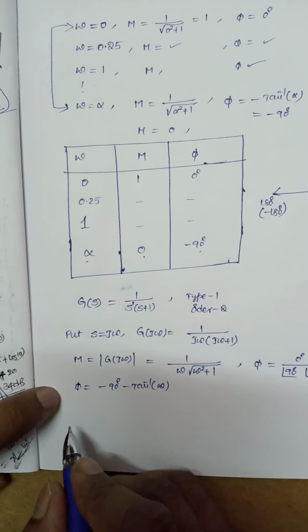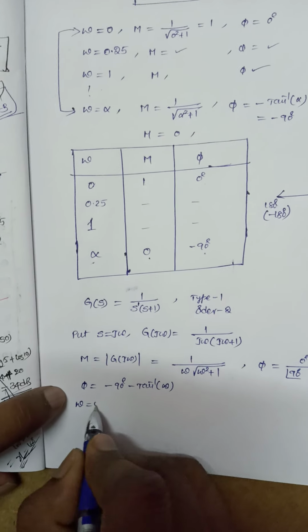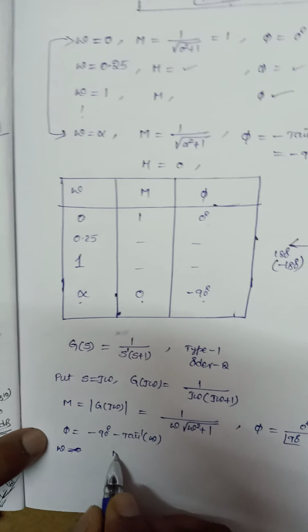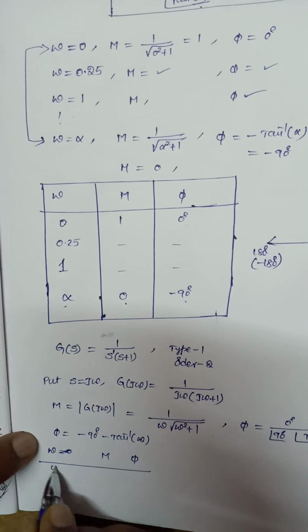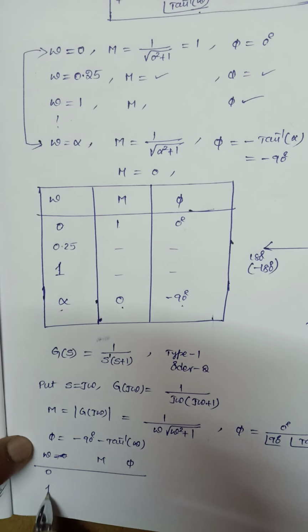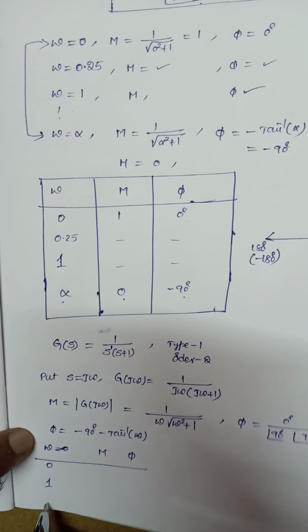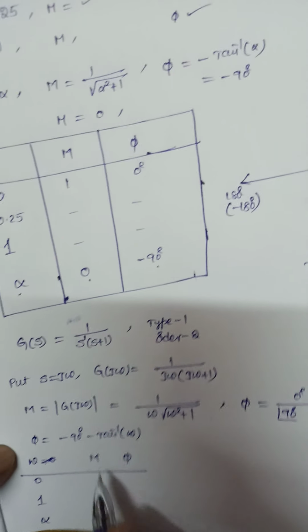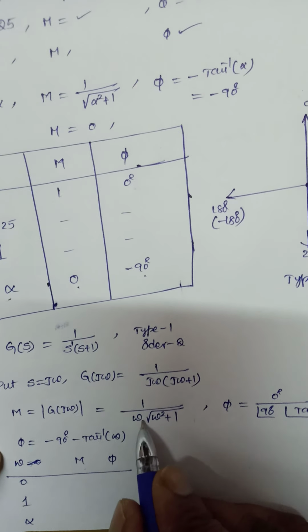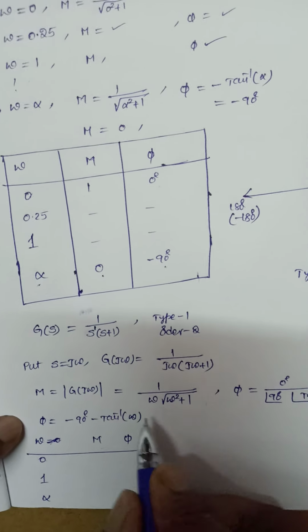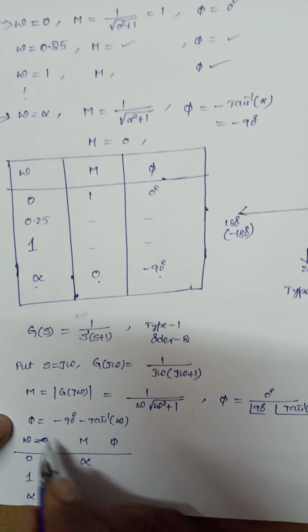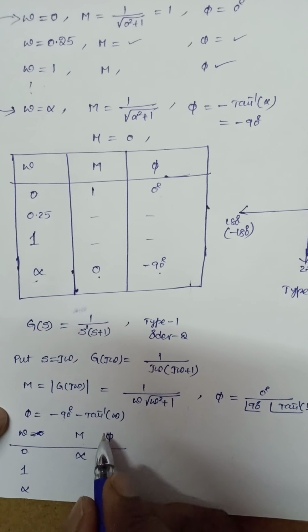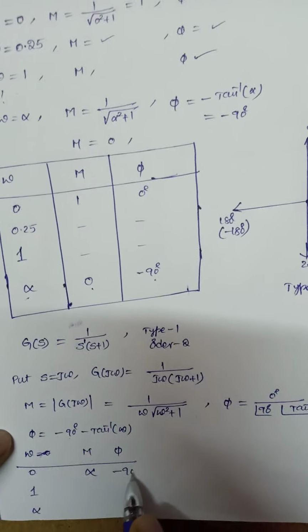Okay, so we need the omega values, M value, phi value: omega is equal to 0, omega is equal to some 1, omega is equal to 2, omega is equal to infinity. At omega is equal to 0, what is the magnitude? If I substitute 0 in place of omega, it will become infinity. And what will be the phase angle? At omega is equal to 0, minus 90 degrees minus 0 degrees, that is minus 90 degrees.